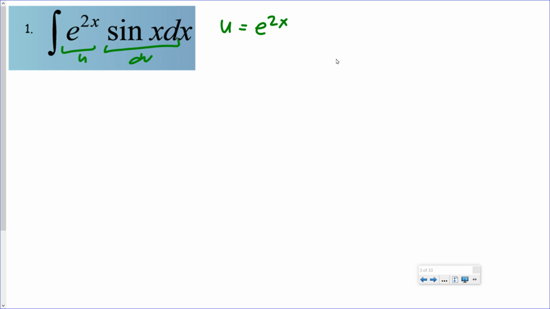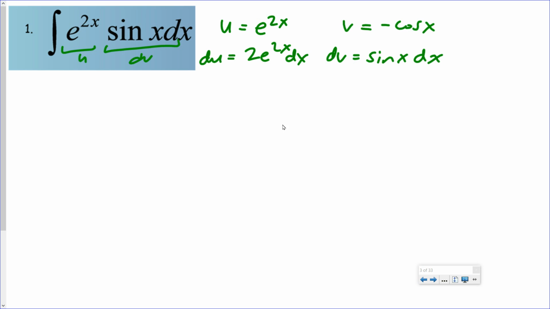If u is equal to e to the 2x, dv would be sine x dx. What's the derivative of u? Good, 2e to the 2x, and I'll try not to forget my dx. So 2e to the 2x dx. All right, what about the antiderivative of sine x? I know the antiderivative of dv is v. What's the antiderivative of sine x? Negative cosine x. All right, I'm ready to go.